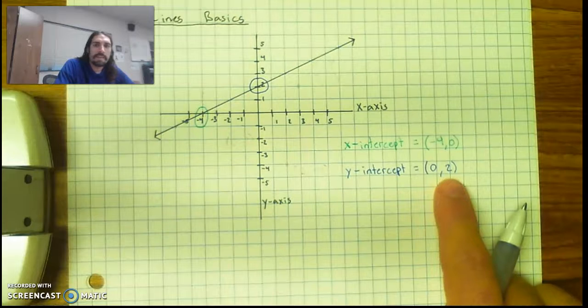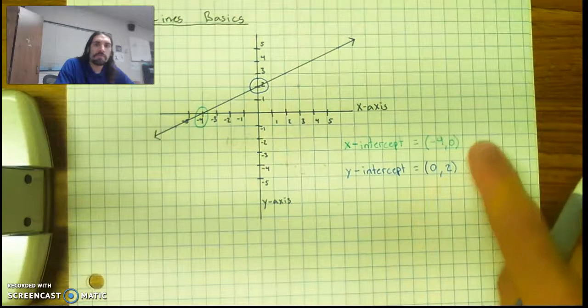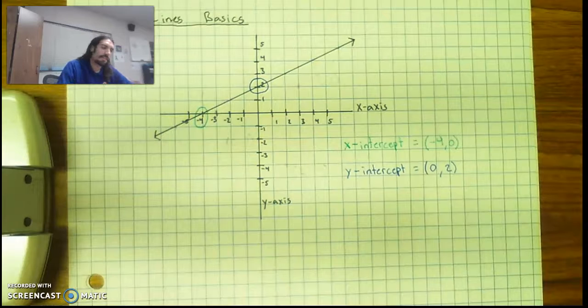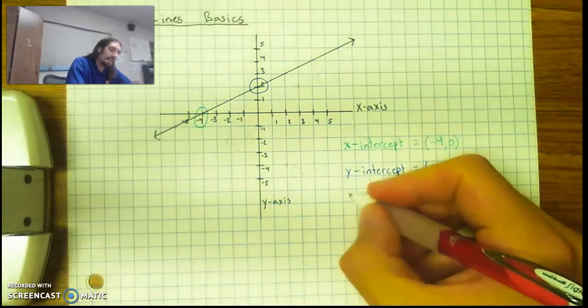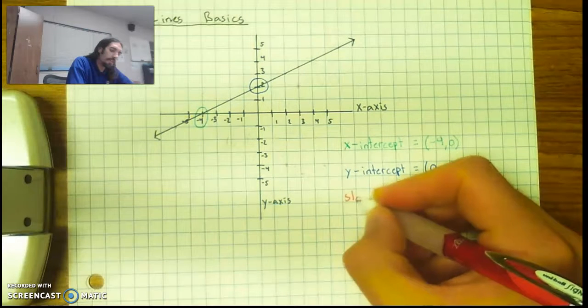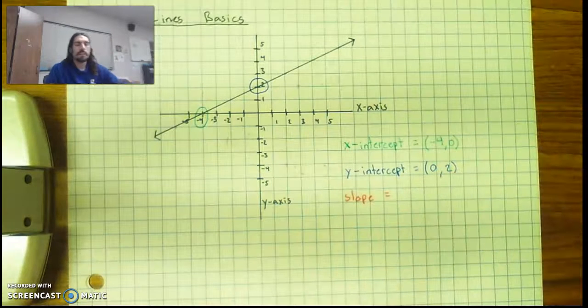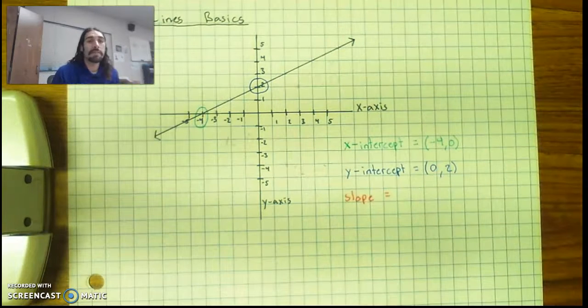we have a y-intercept. So our special points so far are x-intercepts, y-intercepts, and then the last one we're going to take a look at is slope. And you might hopefully remember slope from last year. Slope is a fancy way of saying how much does our equation grow, or how much does it change by.